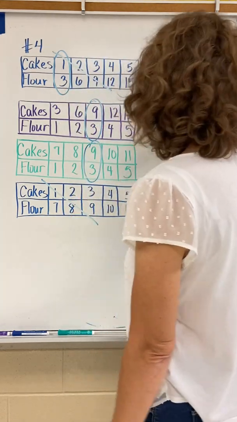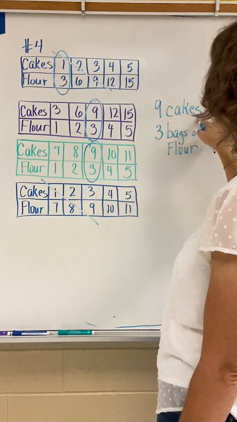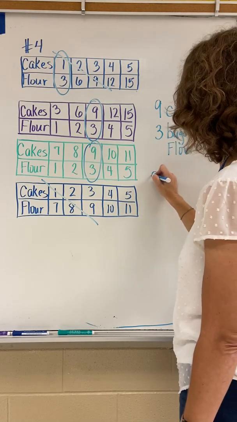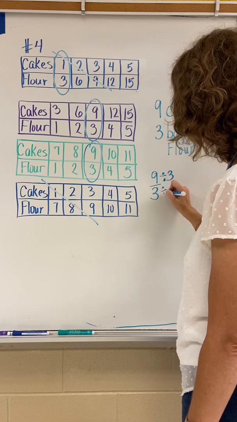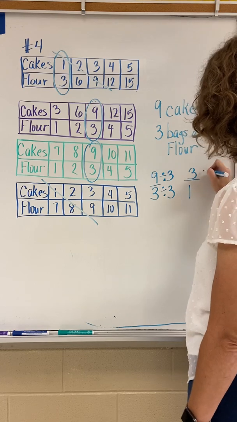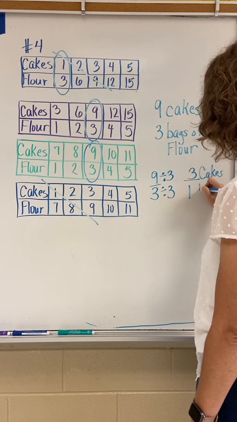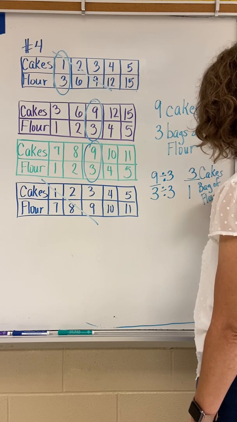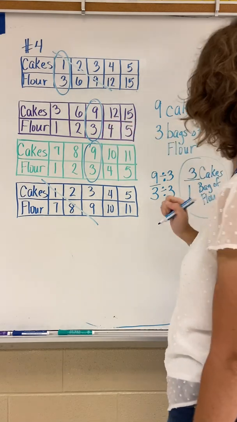Would it be consistent if we use 3 bags of flour and 9 cakes? If we simplify that, let's simplify 9 over 3. They both have a 3 in common. And so that would be 3 cakes with 1 bag of flour. So we could also look for 3 cakes, 1 bag of flour. Now let's take this simplified ratio and look at these 2 charts.